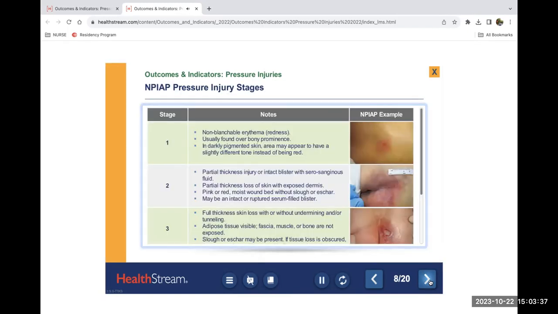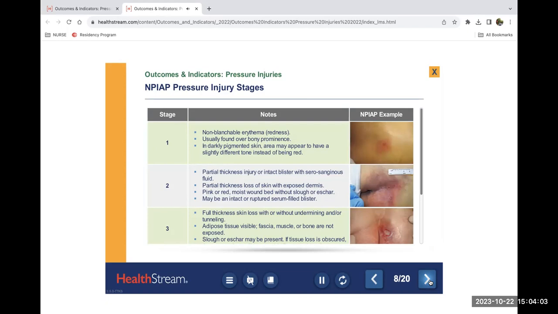There are 6 classifications of pressure injuries, 4 of which are stages that are differentiated by the depth or thickness of the wound, as shown in this chart. A Stage 1 pressure injury is a localized area of redness, usually over a bony prominence. The skin usually does not blanch on exam. Stage 1 pressure injuries may be difficult to detect on darker pigmented skin.